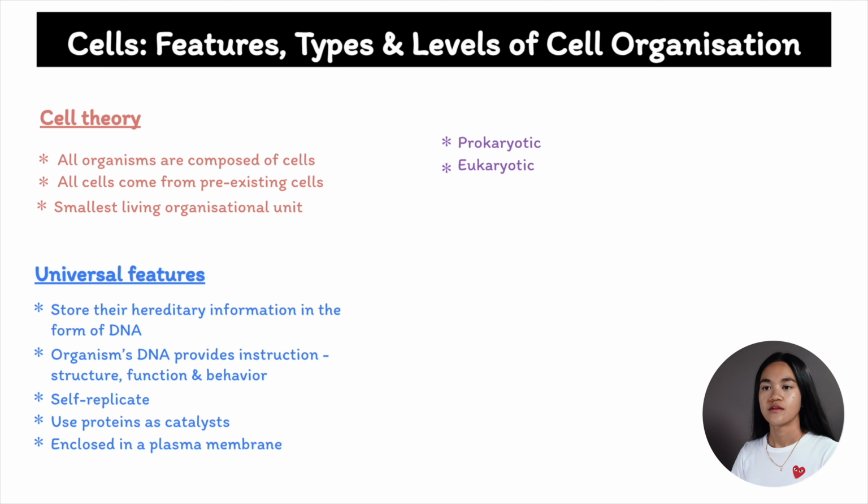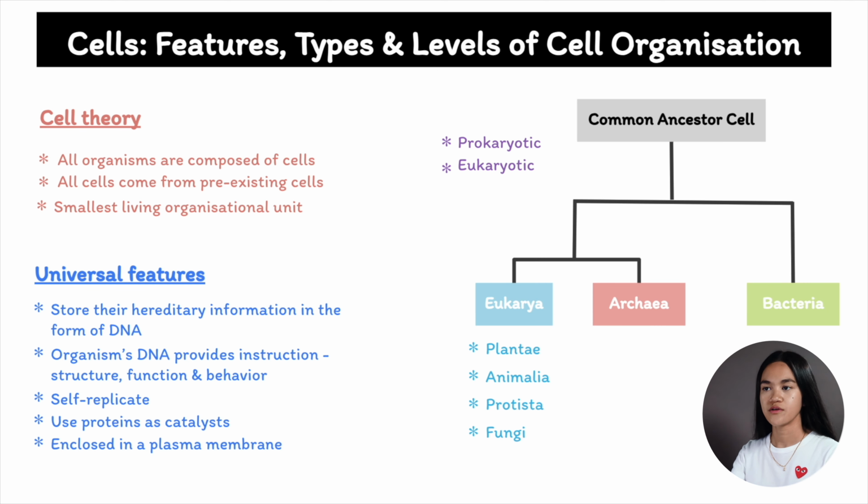Let's draw this out. There are three domains in taxonomy: bacteria, archaea, and eukarya. Taxonomy is the classification of living organisms based on shared characteristics. Prokaryotes are divided into two domains. We have bacteria and archaea, and all eukaryotic organisms are in the third domain called eukarya, and this includes plantae, animalia, protista, and fungi. So organisms whose cells have a nucleus are called eukaryotes, and organisms whose cells do not have a nucleus are called prokaryotes.